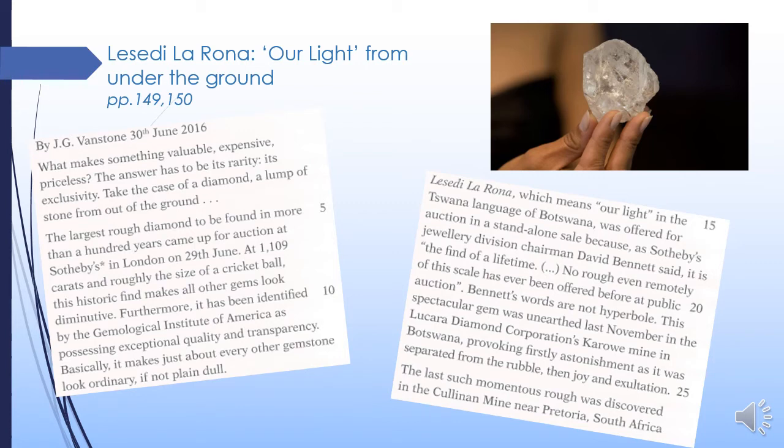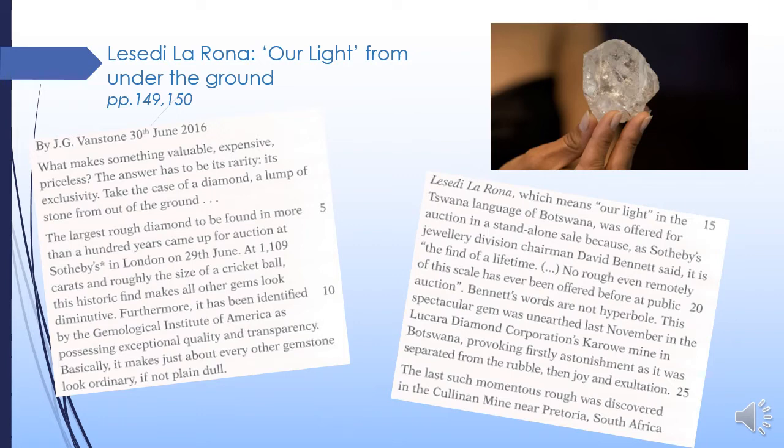The largest rough diamond to be found in more than 100 years came up for auction at Sotheby's in London on the 29th of June. At 1,109 carats and roughly the size of a cricket ball, this historic find makes all other gems look diminutive. Furthermore, it has been identified by the Gemological Institute of America as possessing exceptional quality and transparency. Basically, it makes just about every other gemstone look ordinary, if not plain dull.